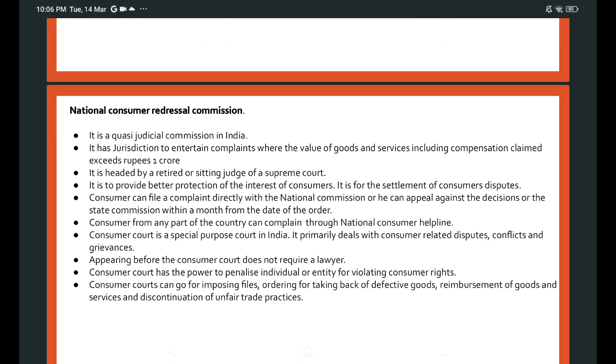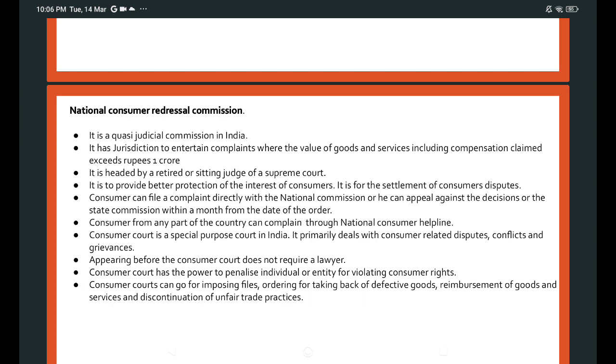National Commission or National Consumer Redressal Commission. It is a quasi-judicial commission in India. It has jurisdiction to entertain complaints where the value of the goods and services, including compensation claimed, exceeds rupees 1 crore. It is headed by a retired or sitting judge of a Supreme Court. It is to provide better protection of the interest of the consumers. It is for the settlement of consumer disputes.